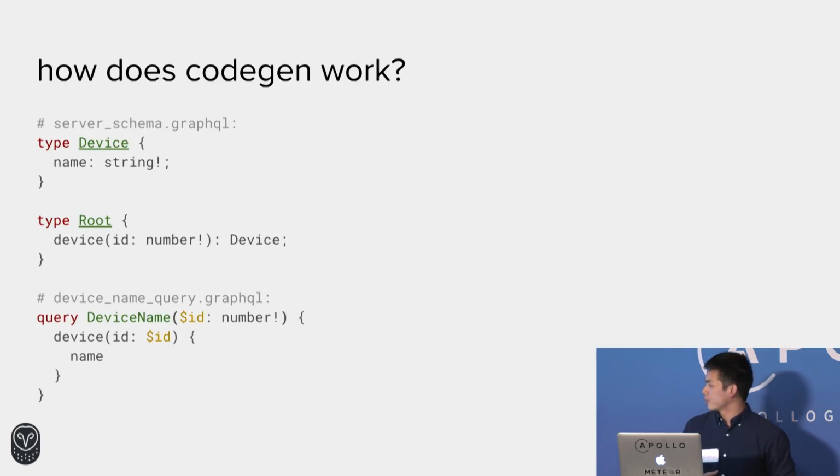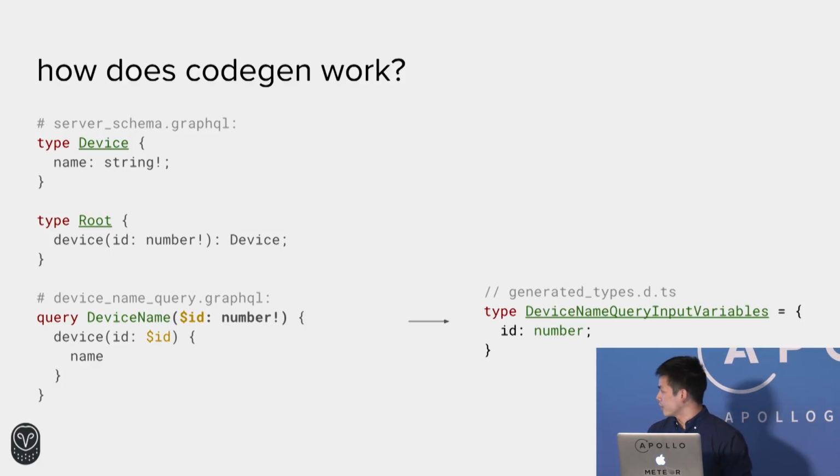So how does this actually work? If we take a look at our schema and our query, we can see that in the query itself, we can already see that the arguments are there for us. So I expect an ID, it must be a number, and it's not optional. And so looking at this, I can just emit a string by traversing the GraphQL AST and understanding what's going on inside of the query arguments.